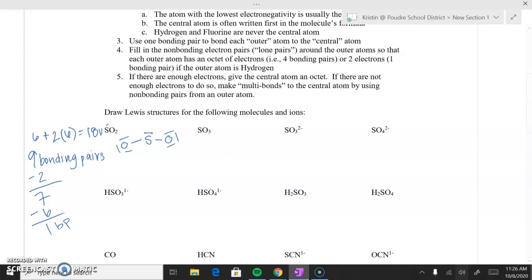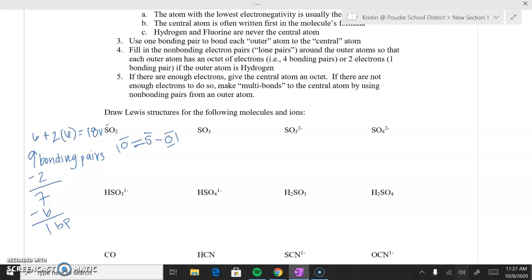And now I'm just going to make sure everybody's happy. Each oxygen thinks it has 8, and sulfur thinks it has 2, 4, 6. So that's not as happy for sulfur. So now we have to use step 5, which we've talked about before, which is to make a multiple bond, so make a double bond to the central atom using a non-bonding pair from an outer atom. So I'm going to grab this from the oxygen, and I'm going to add that so that the oxygen and the sulfur are sharing it instead of the oxygen keeping it to itself.